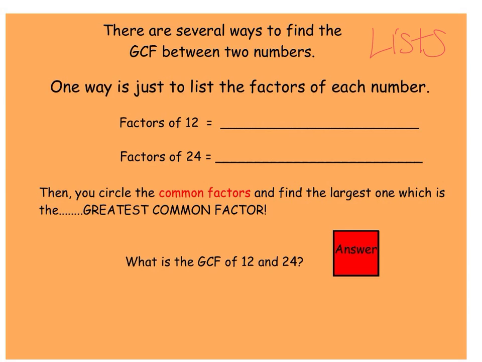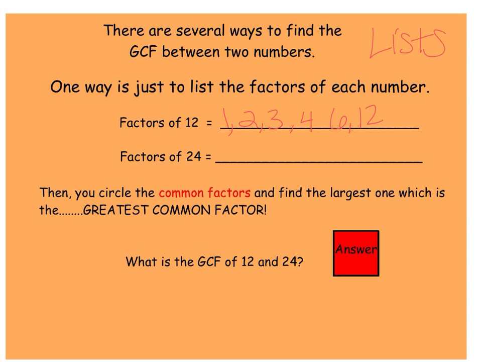So 1 goes into 12. Now, 1 goes into 12 how many times? 12 times. So 12 is also a factor of 12. 2 goes into 12 6 times. 3 goes into 12 4 times. Okay, so the factors of 12 are 1, 2, 3, 4, 6, and 12.